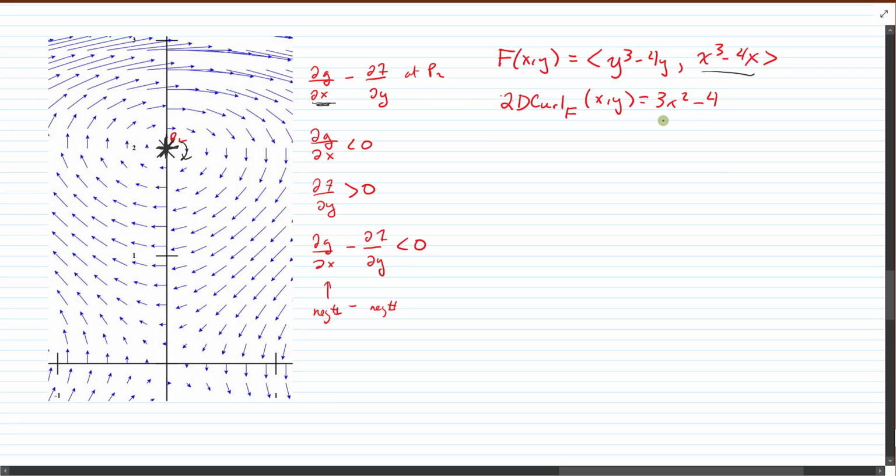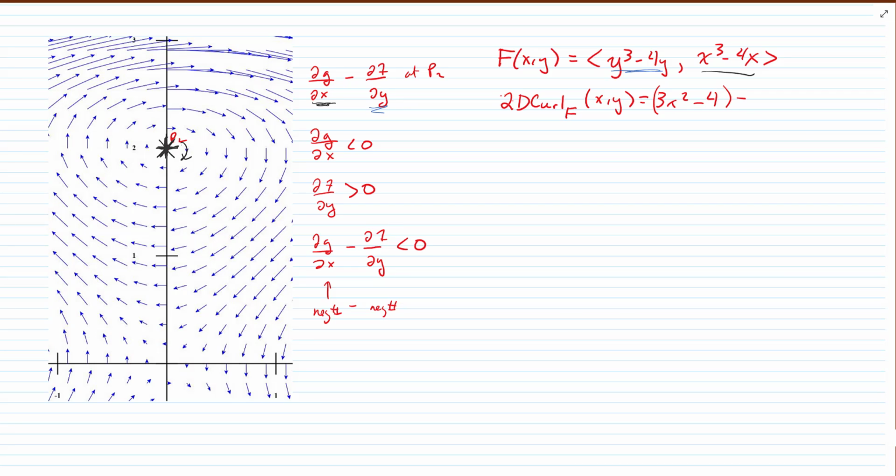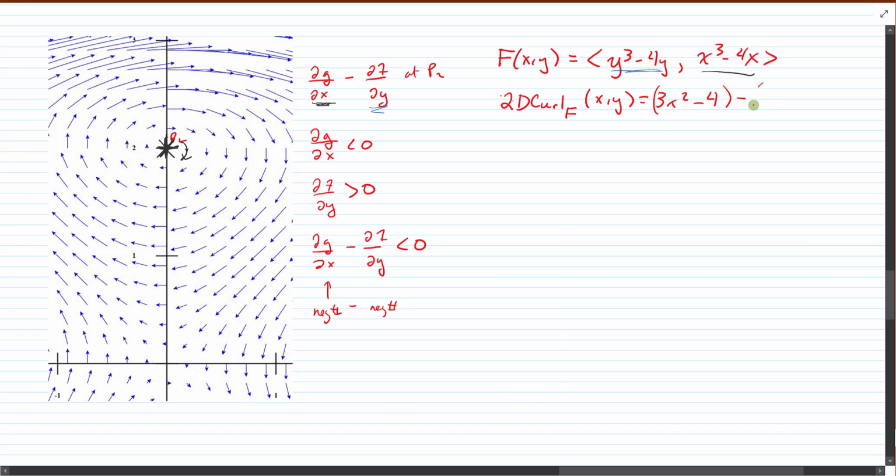That's the partial of g with respect to x, and we're going to subtract from that the partial of f, which is this component right here. We're going to take the partial derivative of f with respect to y, and so when we subtract from there, we will subtract the quantity 3y squared minus 4. But this gives us, when we simplify, 3x squared minus 3y squared.